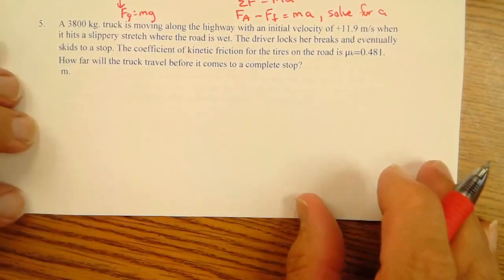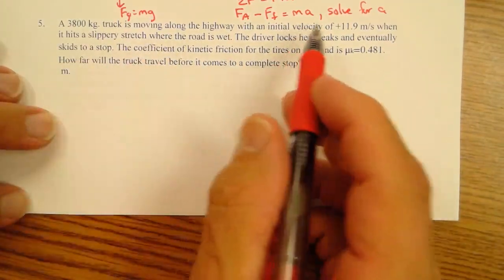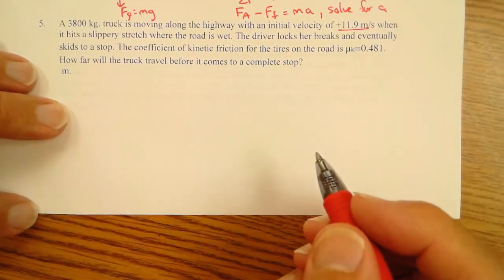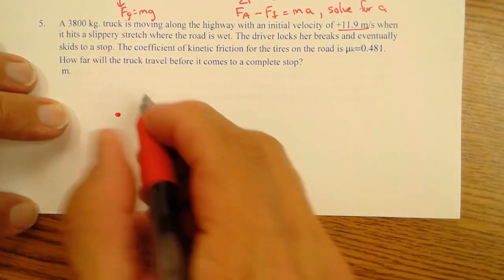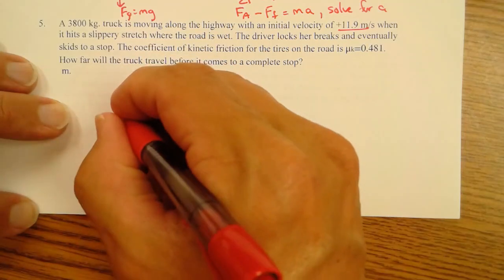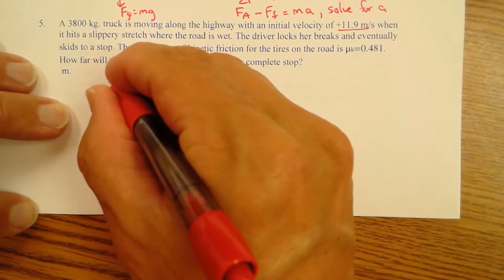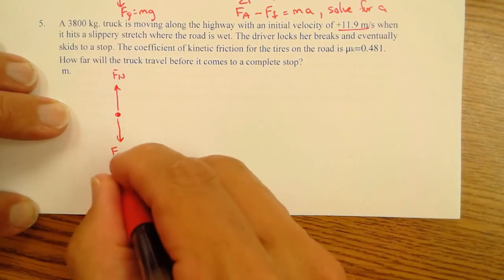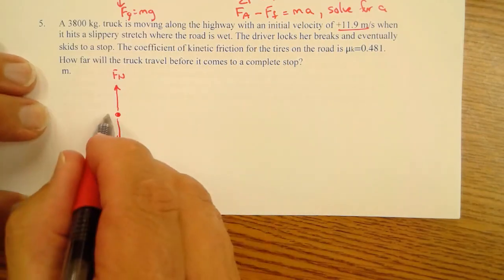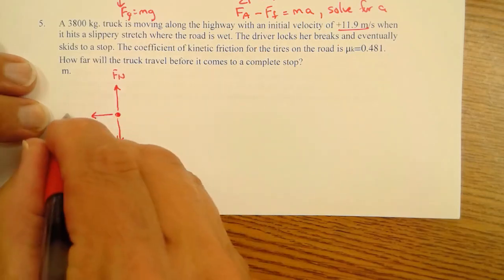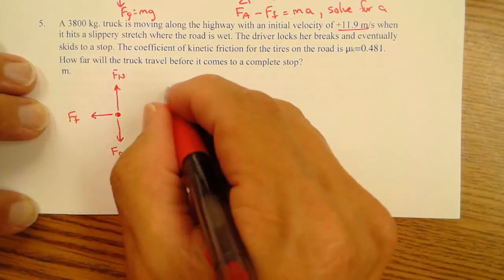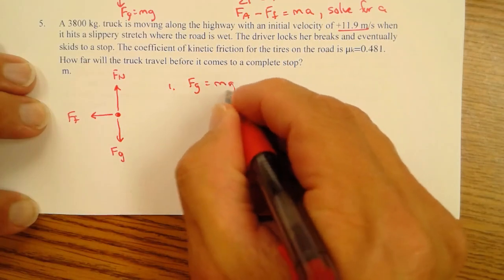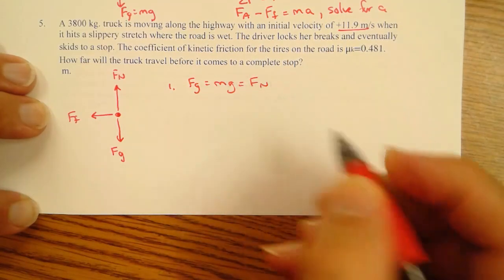Okay, question number 5. We have a truck and it's moving along the highway, and it has a velocity of 11.9 meters per second. And the truck hits the brakes, and so it skids to a stop. And so while it is skidding, there's a normal force on it. The ground is pushing up, and gravity is pushing down. And since it's not accelerating up or down, those are equal. And of course, there's friction on it. Your first job is going to be to find F sub g, which equals mg, and realize that that is the normal force.